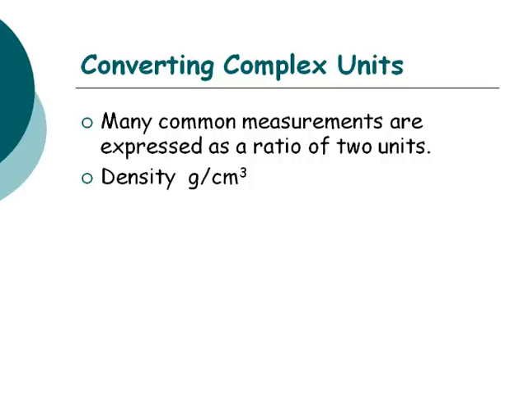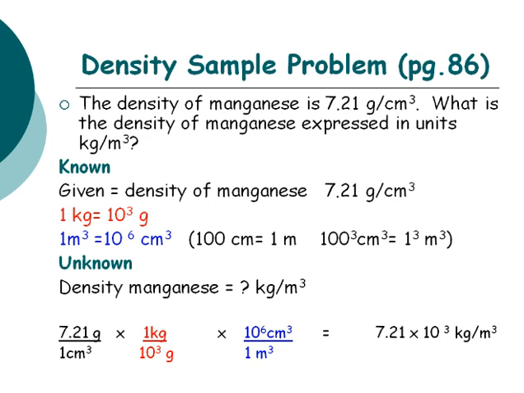Many common measurements are expressed as a ratio of 2 units. For example, density is grams per cubic centimeter. So we have to do 2 steps. Ratio of 2 units. So here we have the density of manganese is 7.21 grams per cubic centimeter. What is the density of manganese expressed in kilograms per cubic meter? So we want to convert grams to kilograms and cubic centimeters to cubic meters.